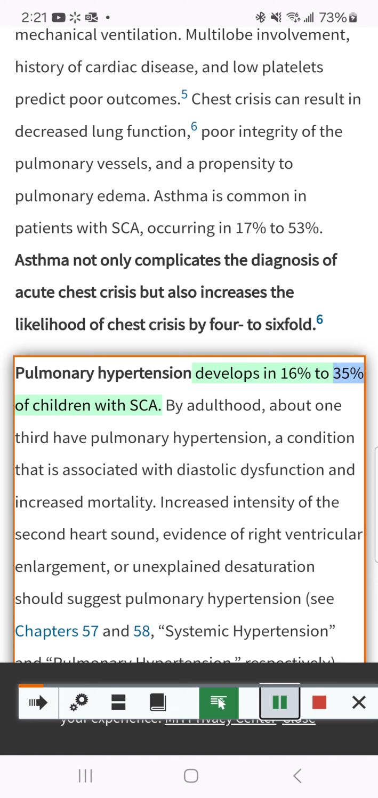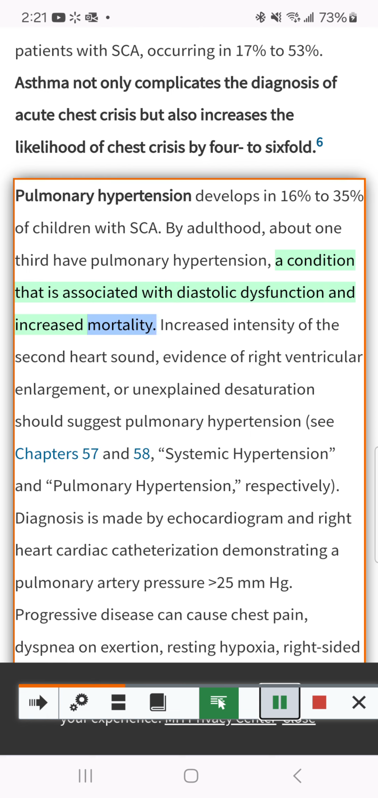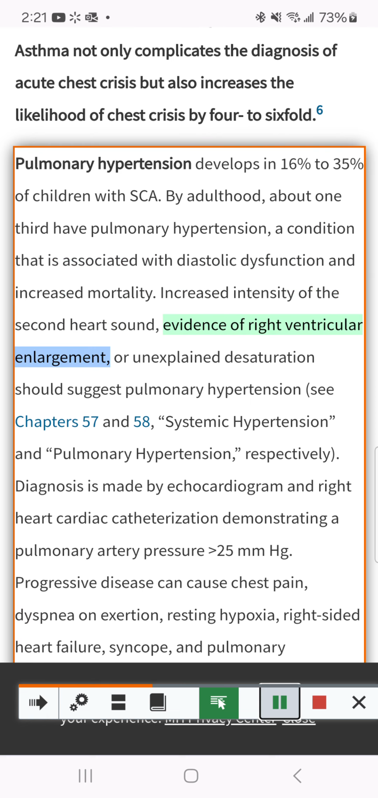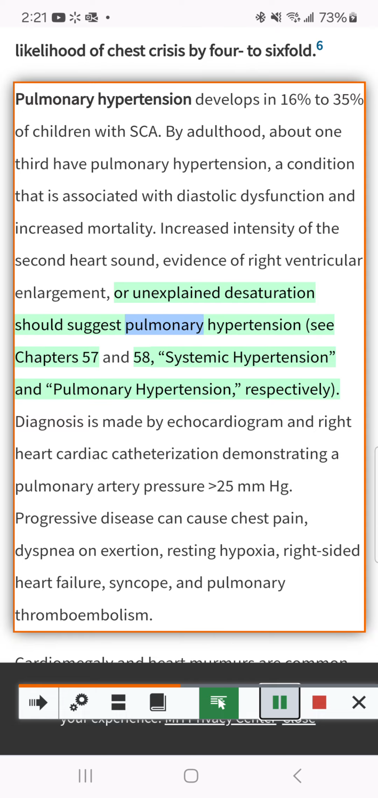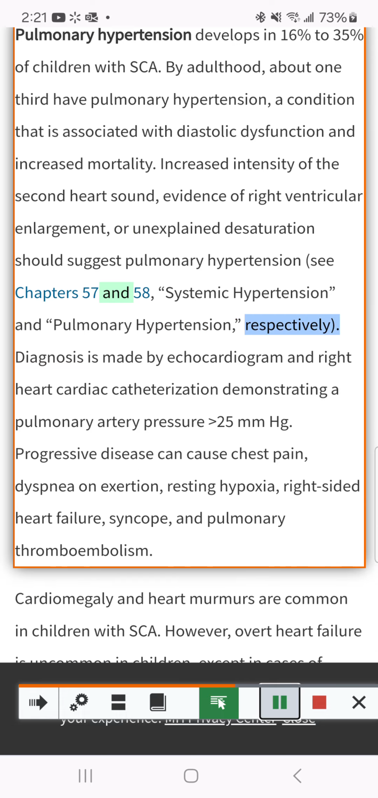Pulmonary hypertension develops in 16% to 35% of children with SCA. By adulthood, about one-third have pulmonary hypertension, a condition that is associated with diastolic dysfunction and increased mortality. Increased intensity of the second heart sound, evidence of right ventricular enlargement, or unexplained desaturation should suggest pulmonary hypertension. See chapters 57 and 58, Systemic Hypertension and Pulmonary Hypertension, respectively.